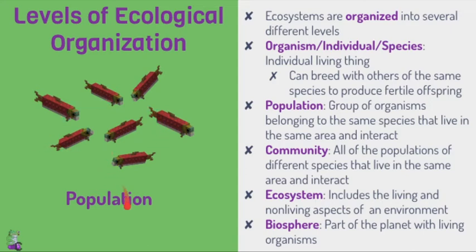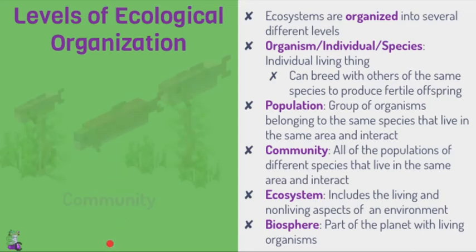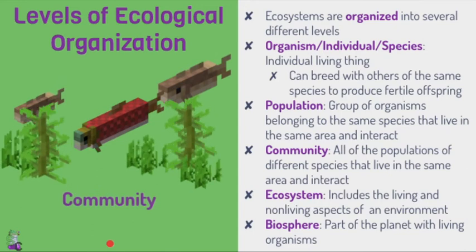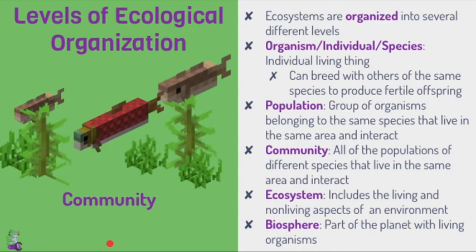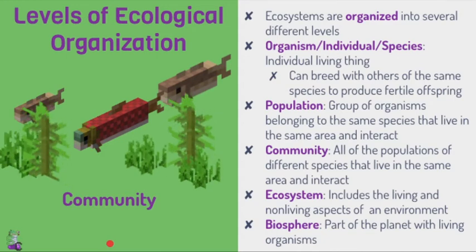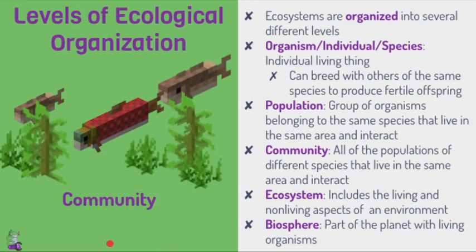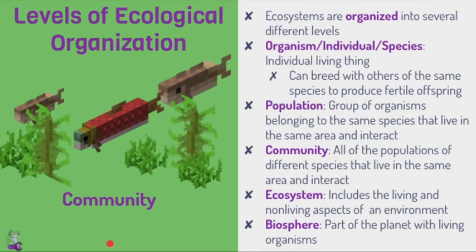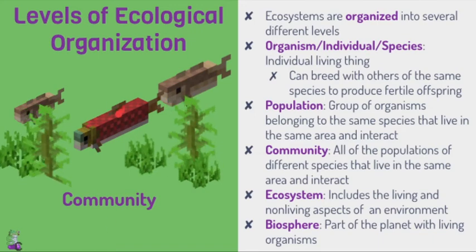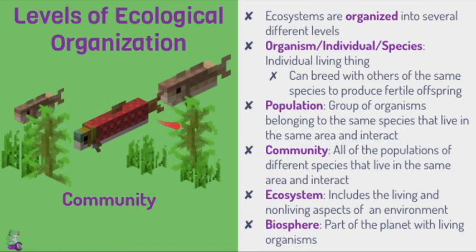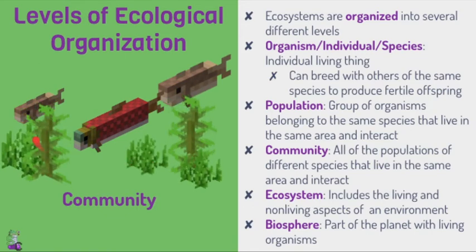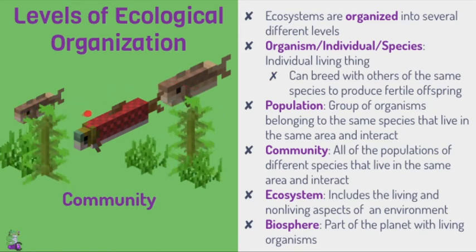Our next level is community. A community is all of the populations of different species that live in the same area and interact with one another. A community is composed of all of the biotic factors of an area. Again, biotic factors are living, while abiotic are non-living. So here we have our salmon, then we also have some cod and some kelp and some seagrass. These are all the living features of the area, and they're also able to interact with one another.